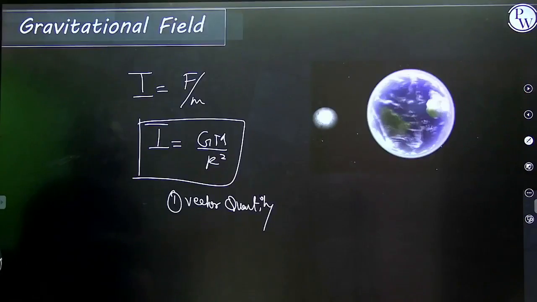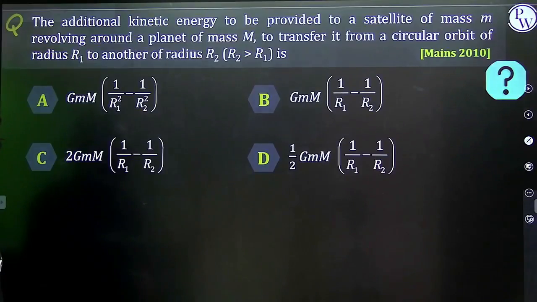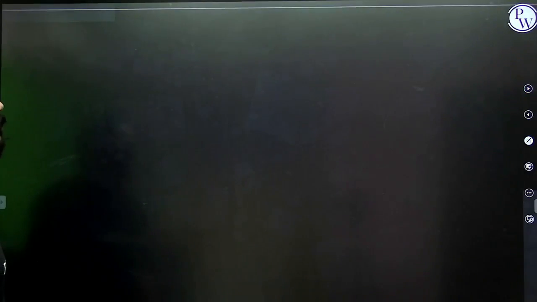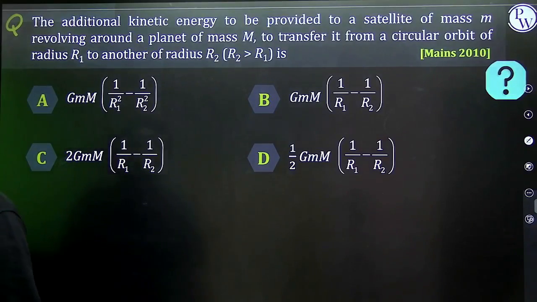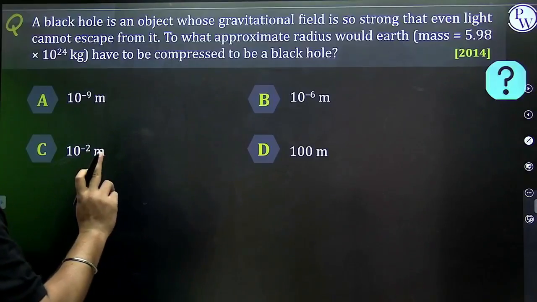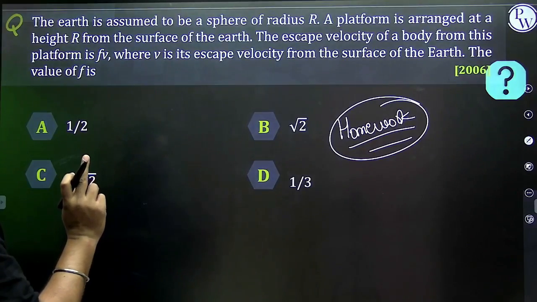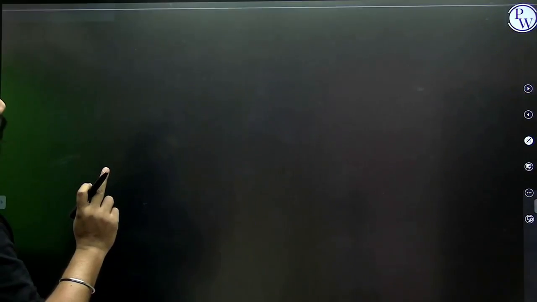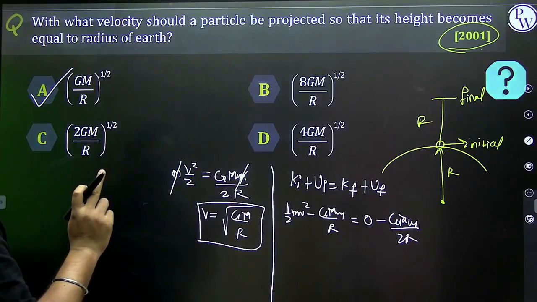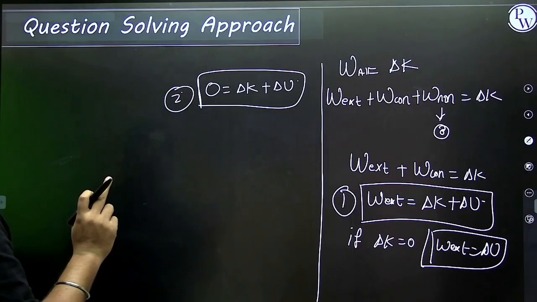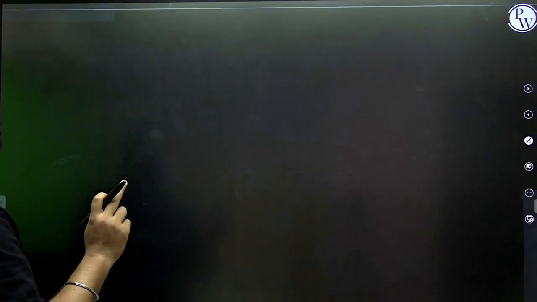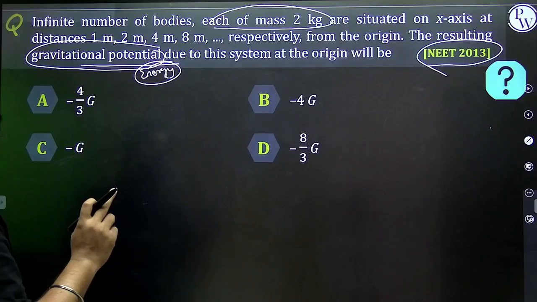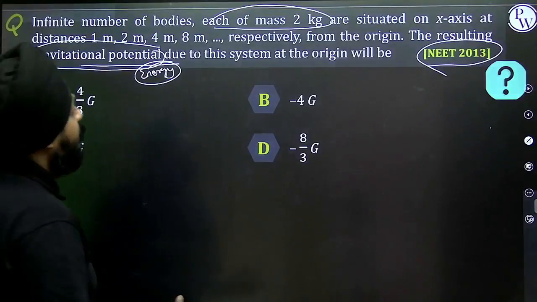So let's have a glimpse of the potential. One another sum we are going to see, one infinite GP sum. That's very nice. Okay, here it is.